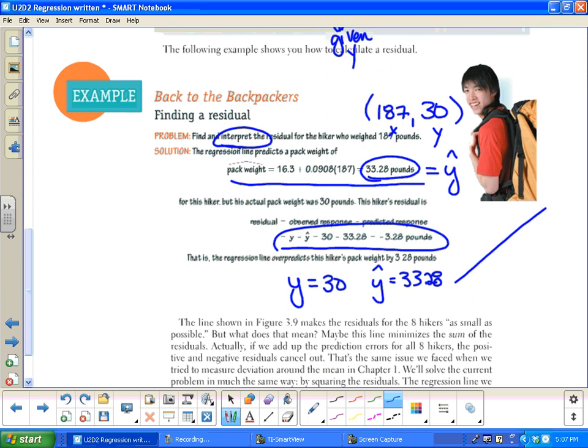Since our point is below the line, which is what happens when it's negative, our regression line is going to overpredict the hiker's pack weight. So if you have a point that's negative, then the line has over-predicted it. Like here, you have a data point, and the residual would be this distance right here between the two points. If that value is negative, then your data point lies below the line, and so negative would be over-prediction.